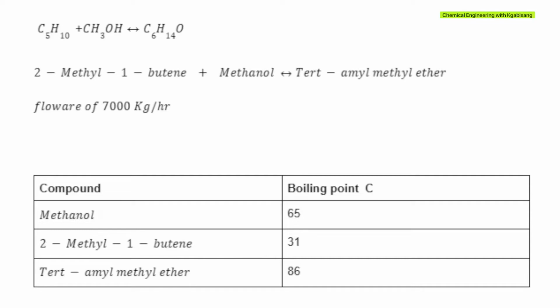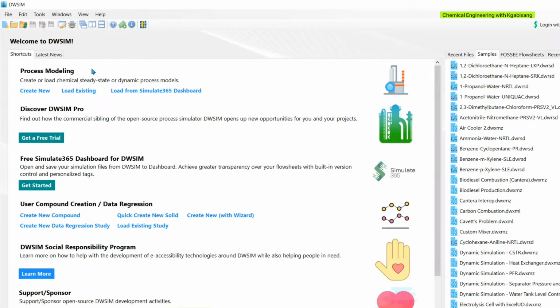Let us look at this example over here. We are going to react 2-Methyl-1-butene plus methanol to give us TAME, which is tert-amyl methyl ether. Let's feed everything at 7,000 kilograms per hour. Okay, now let's start. I am going to work on my DWSIM.